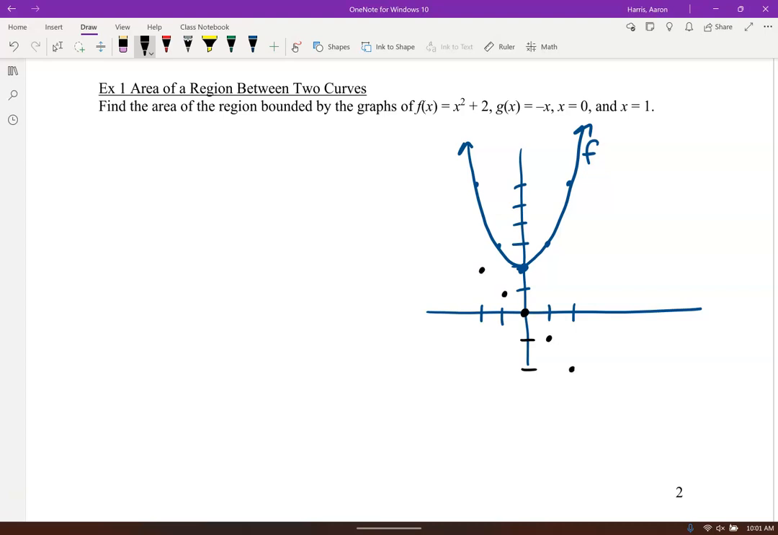Or you can plot points, however you want to do that. You've got a line here. There's my g function, and we're going from x being 0 to x being 1. Can you see your little area in red there? And so we're making our rectangles, vertical rectangles here, right?